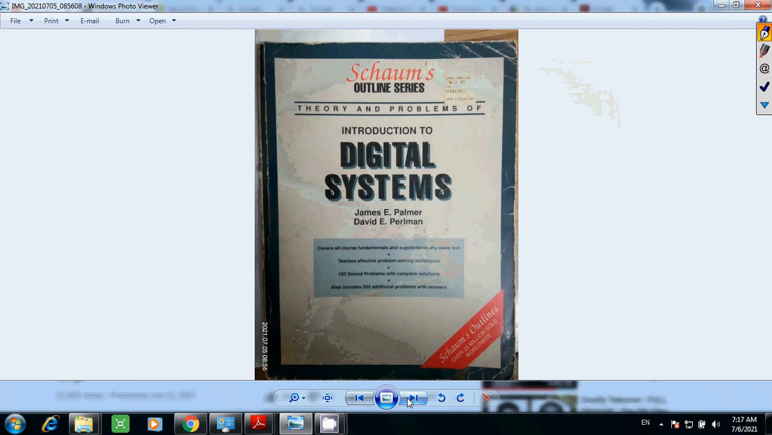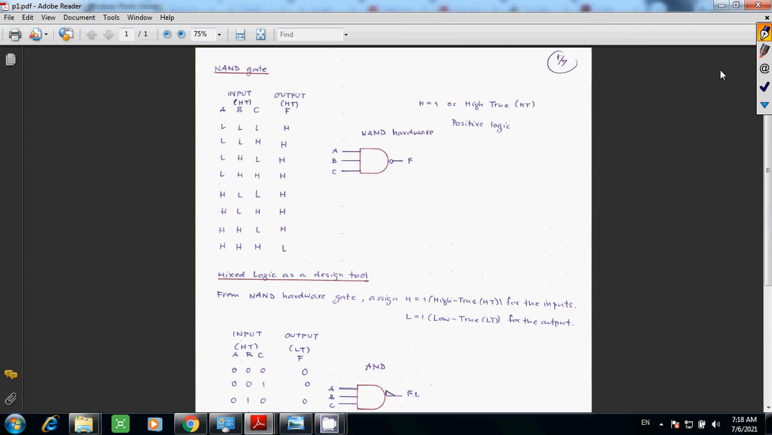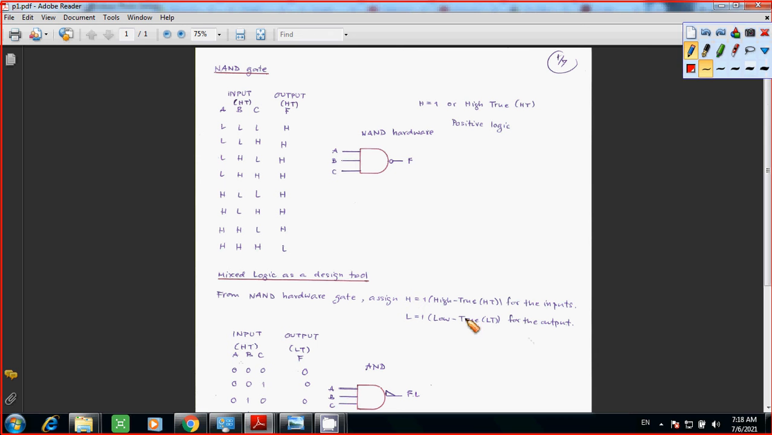From the lecture series 1, I talked about how to use the AND gate, the NAND gate, or the NAND hardware as the AND gate and OR gate, and also introduced the high true or HT and low true or LT, either for inputs or output.